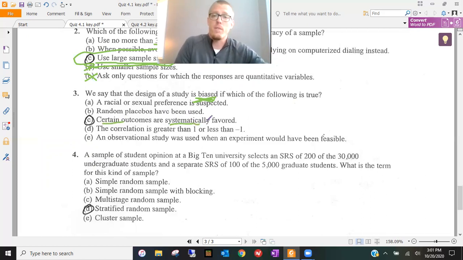So with the voluntary response, only the people that actually care are going to call in. With the wording of a question, we're pushing people to respond a certain way based on how we worded the question. Certain outcomes, certain proportions, certain responses are favored based on the way the sample was collected.